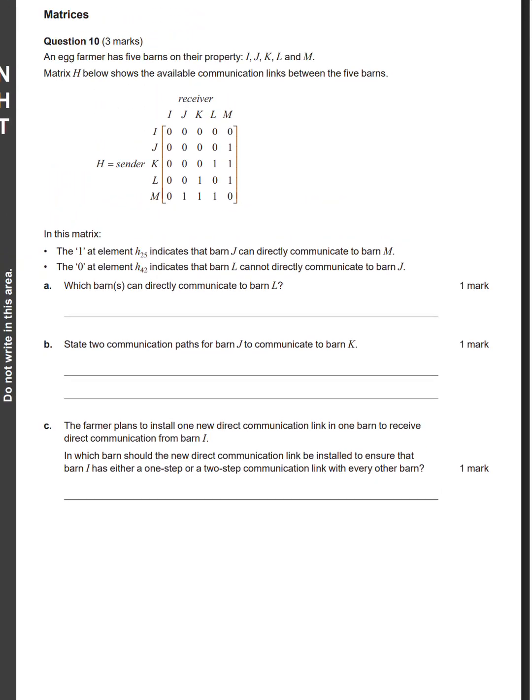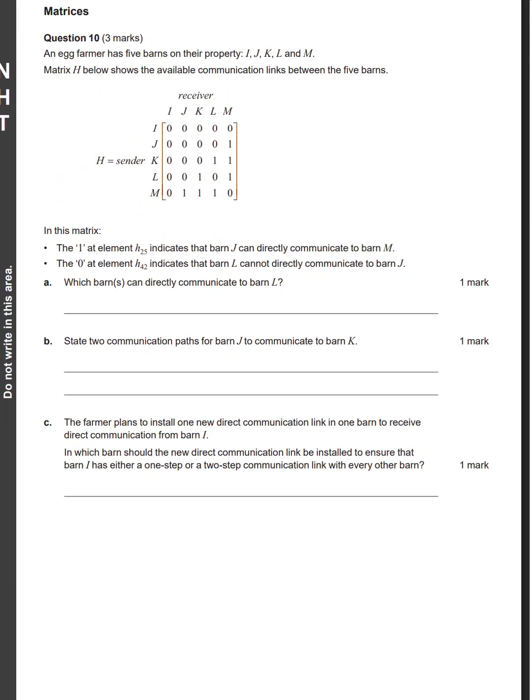All right, matrices. All right, so an egg farmer has 5 barns. Matrix H shows the communication links. So this is just usually telling us exactly what we already know. 1 means you can communicate, 0 means you can't. Which barns can correctly communicate with L? So L as a receiver means K and M can both communicate with L. State 2 communication paths for J to communicate with K. So I want J to be able to communicate with K.